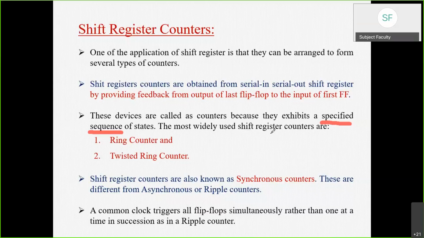The most widely used shift register counters are two ring counters. In your syllabus, they have just mentioned the application of shift register as a ring counter. So we will discuss two types of ring counters. First one is the simple ring counter, or it is only called a ring counter, and the second one is the twisted ring counter. Both are quite similar. Only one difference is there.